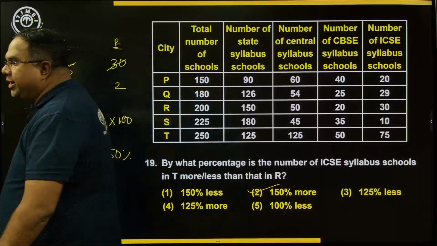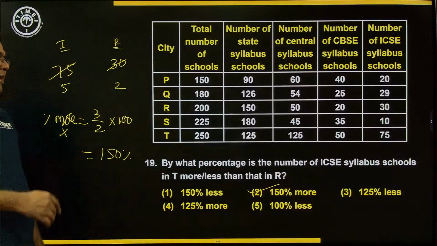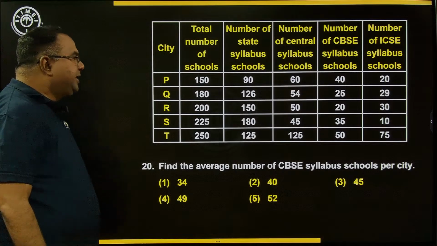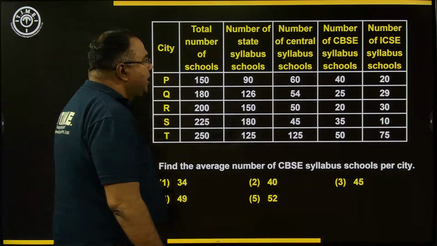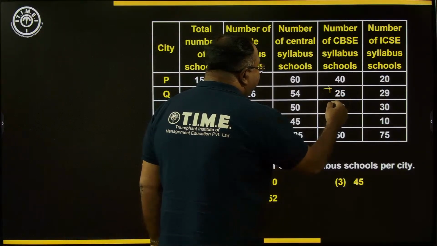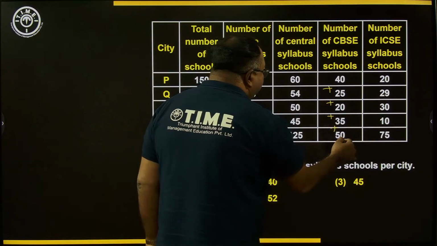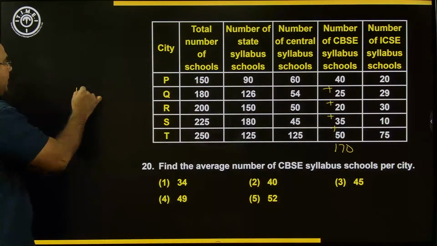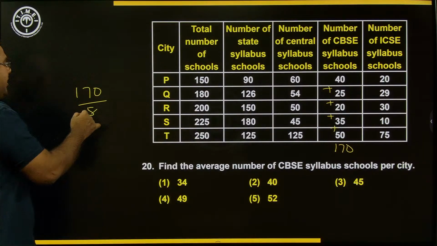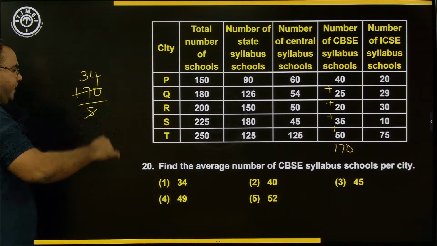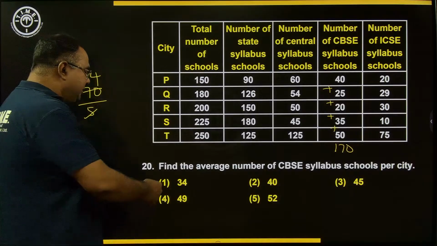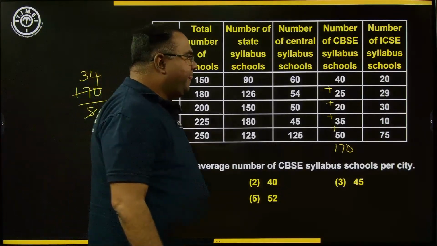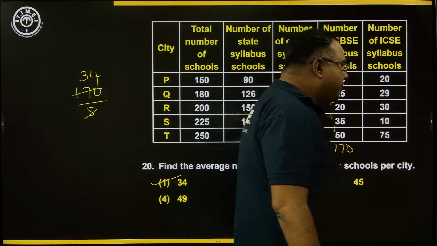Right? Let's move on. The last question from this particular set. Question number 20. Average number of CBSE schools per city. Add these numbers: 40, 65, 85, 120, 170. Total 170 CBSE schools per city means 5 cities are there. It has to be 34. 34 is present in choice 1. Question number 20, choice 1.